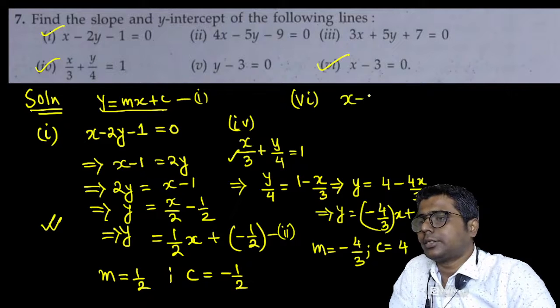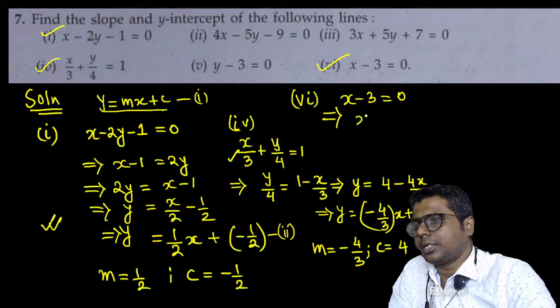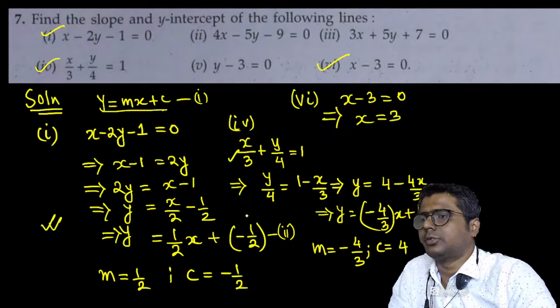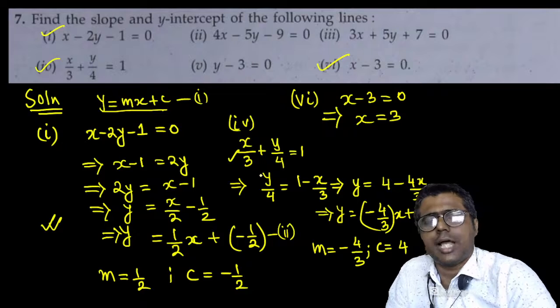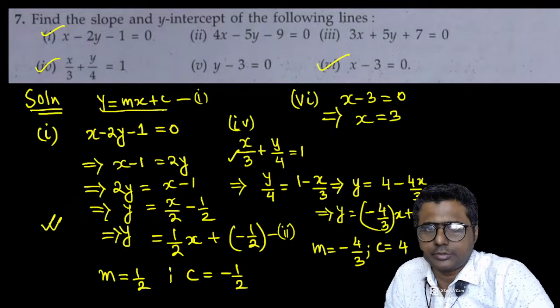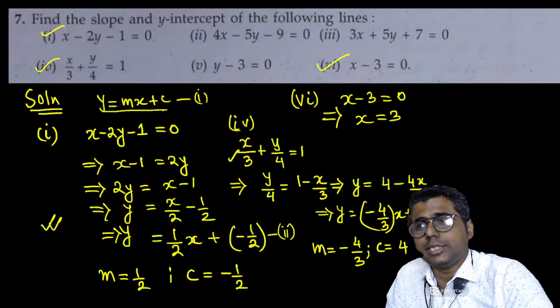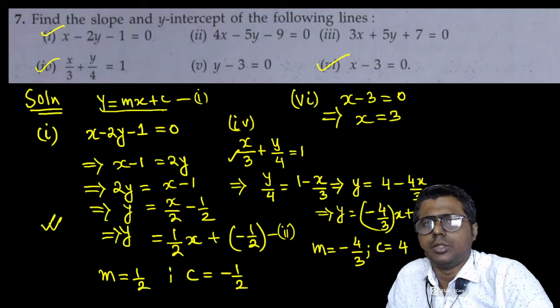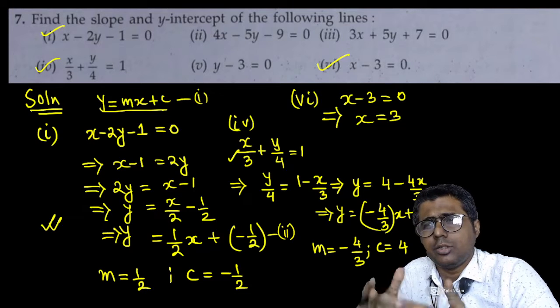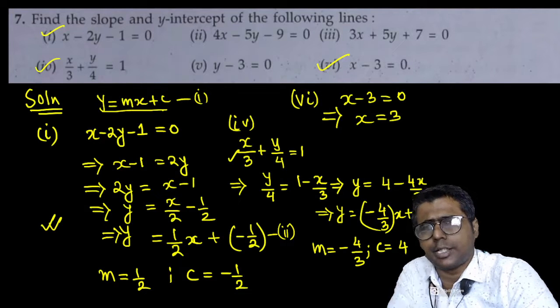x minus 3 is equal to 0. If you see this, you can understand this is the equation x is equal to 3. Now this does not have any y associated with it. So in this case, how will you find out the slope? It is very difficult to understand it visually, so do it in the same way that we have done earlier.